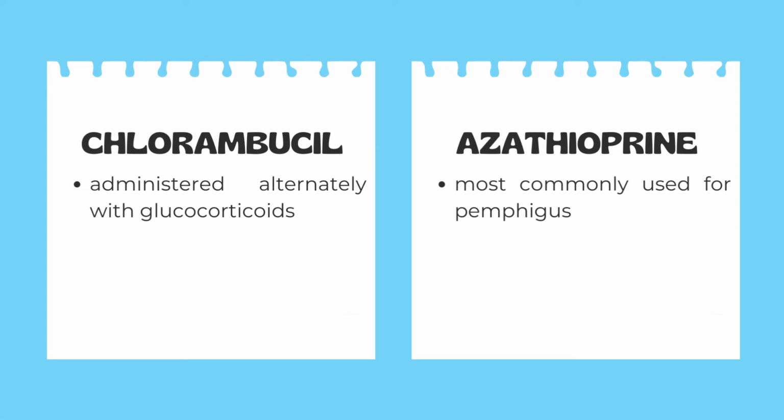Next is azathioprine. It is most commonly used for pemphigus, which is a rare group of autoimmune diseases which causes blisters in the skin and mucous membranes. Azathioprine inhibits purine synthesis, which is important in producing DNA and RNA. With azathioprine, less DNA and RNA are produced for synthesis of white blood cells. So with fewer white blood cells, there is a lower level of immunity, or immunosuppression.